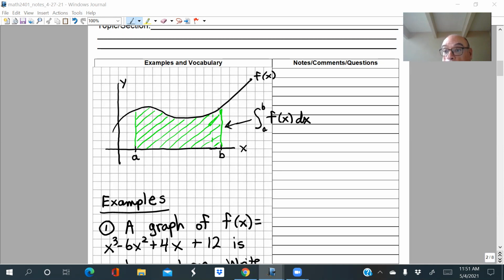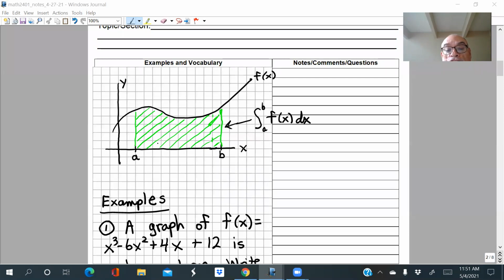It makes the area difficult to calculate because we won't have a nice geometric formula that we can use. If this green area were a square or a rectangle, we know from geometry how to calculate areas of rectangles and squares. Or if it were a circle or a triangle, we know how to calculate those areas too. But this area is a little bit unusual because the top edge is this curve.